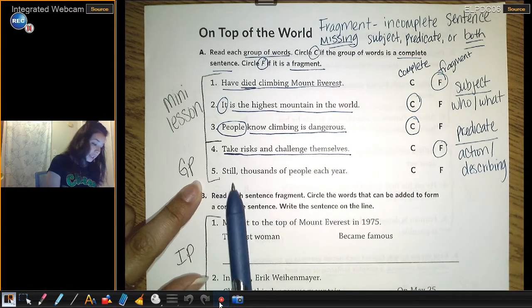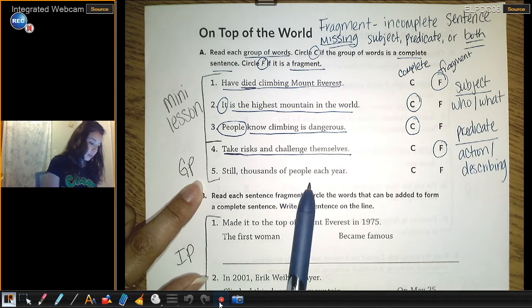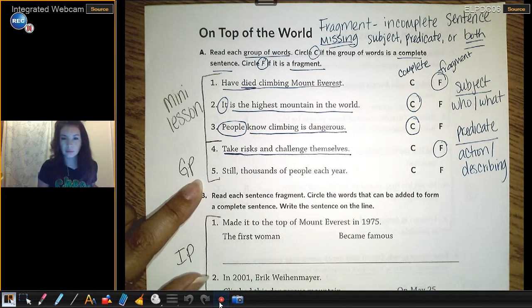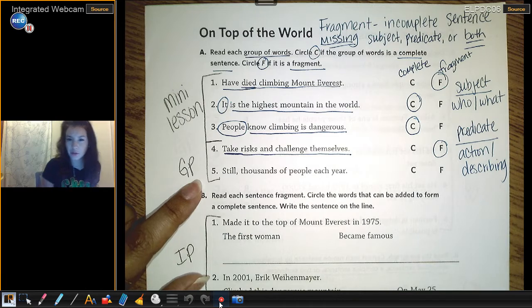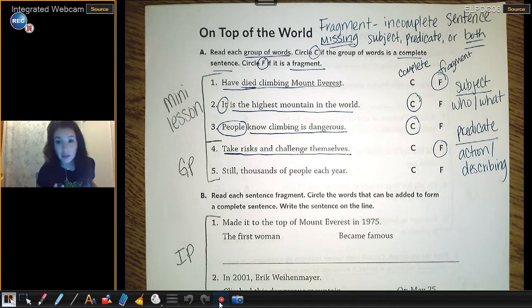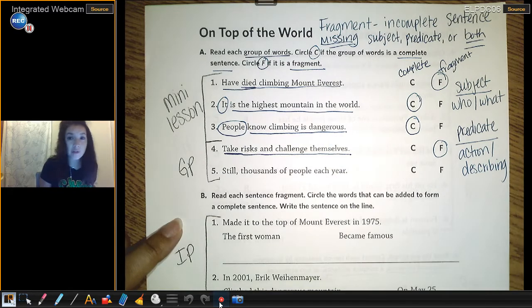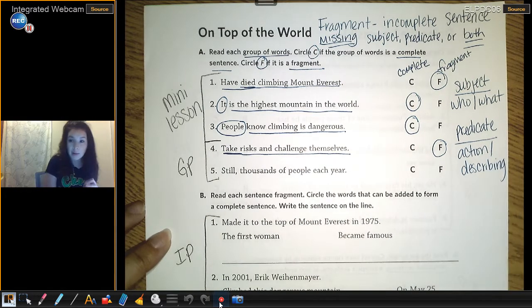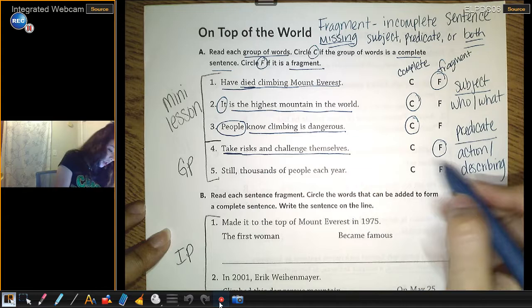Number 5. Still, thousands of people each year. Are you wondering with that? Because I'm wondering what these thousands of people each year do. I can infer that they probably climb Mount Everest, right? Thousands of people each year climb Mount Everest, but it is missing my action or describing part. So it is a fragment.